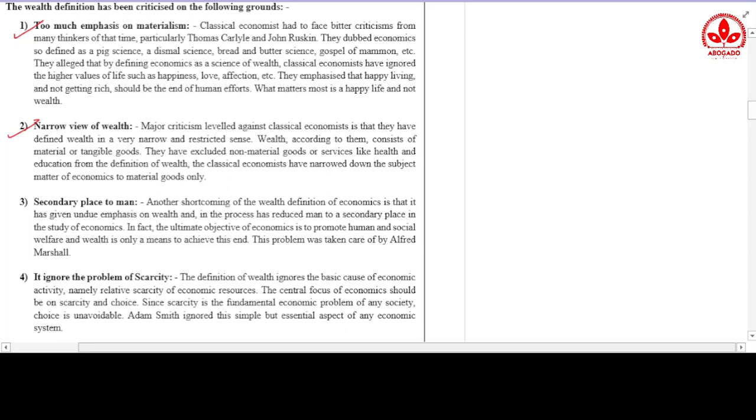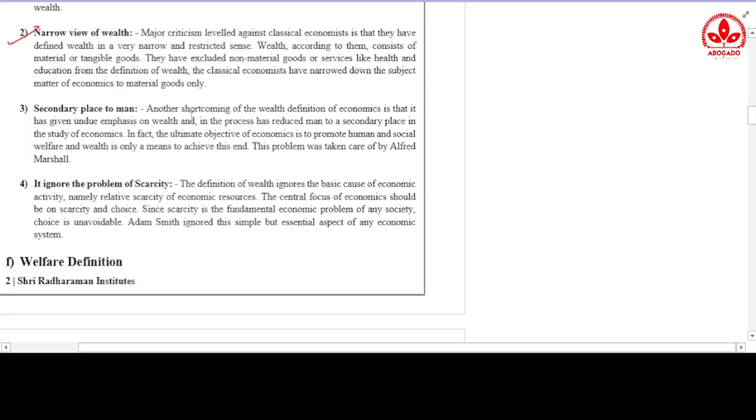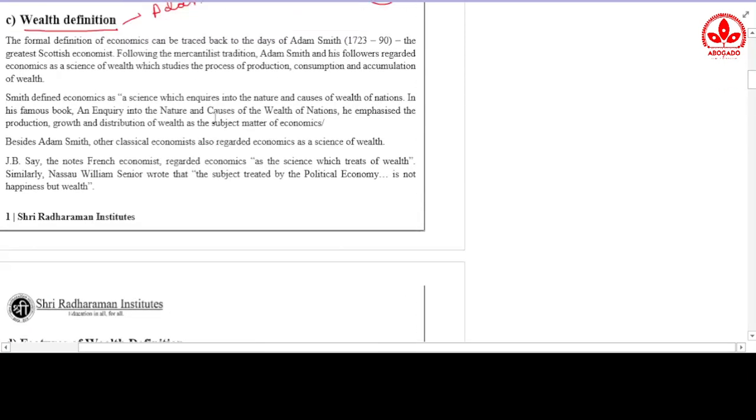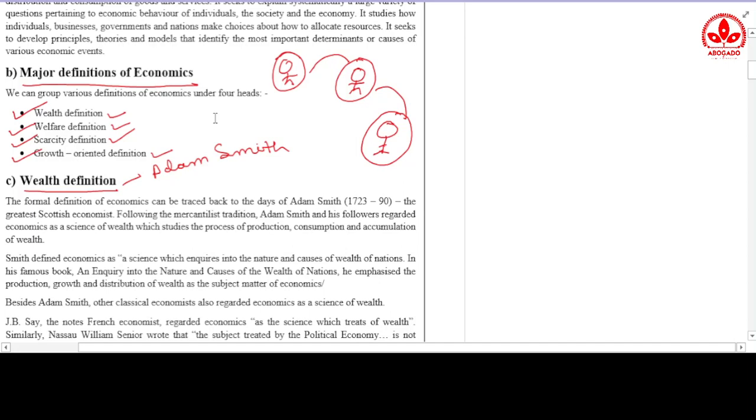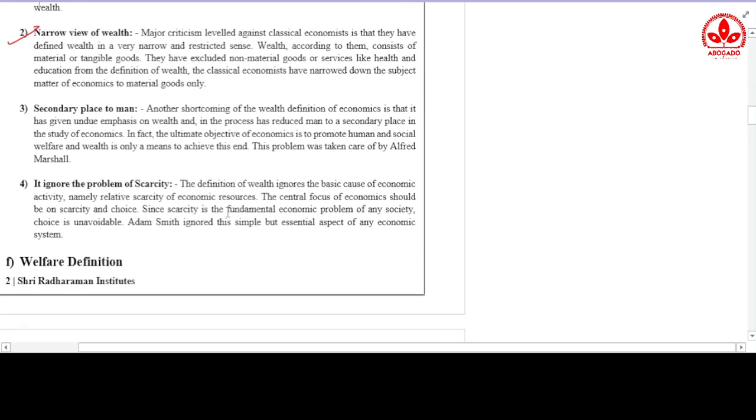In the last chapter we discussed the basics of economics, or what is the basic definition of economics. I think I went a bit too fast, I wasn't at the pace at which I should be. So don't worry, from today onwards I'll try to be a little bit slower, or more normal. The last lecture was on the wealth definition of economics, which was given by Adam Smith and his fellow economists. After that, now we come to the welfare definition.